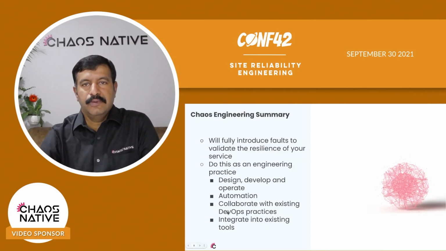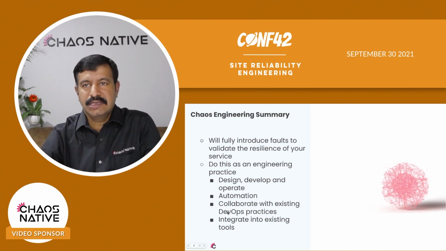So if you want me to summarize what is chaos engineering, it's about breaking things on purpose in DevOps. It could be in production or pre-production or at the time of development itself. But trying to do this as an engineering process is what makes chaos engineering very, very effective.